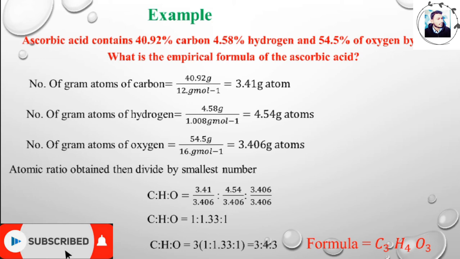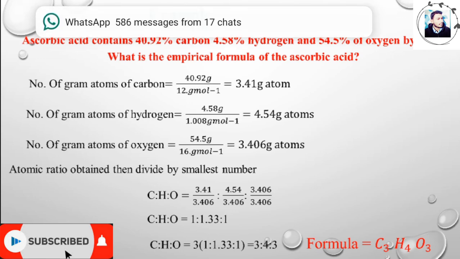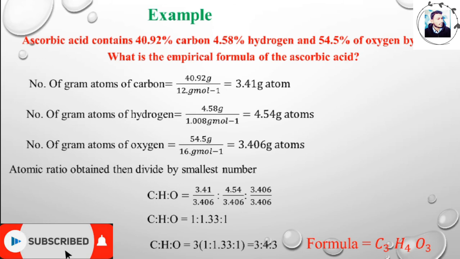Suppose we have 100 grams of ascorbic acid. From the 100 grams of ascorbic acid we have 40.92 grams of carbon, 4.58 grams of hydrogen and 54.5 grams of oxygen.